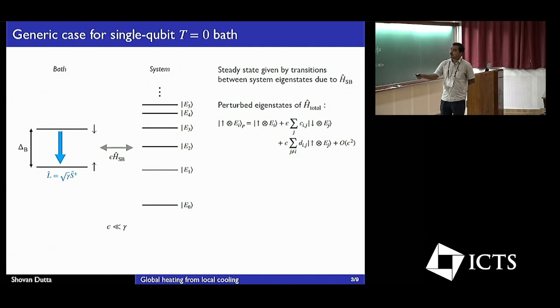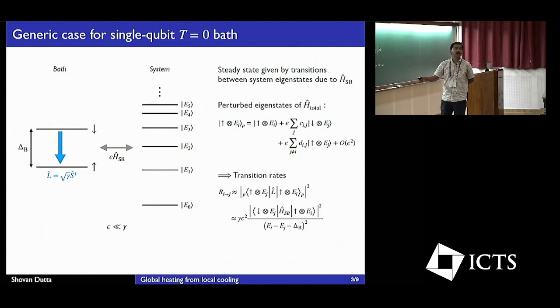Then there's some first order correction in the coupling involving other unperturbed states. Right? So some generic expansion. And then this cooling operator L will cause transitions among these eigenstates of the full Hamiltonian given by the matrix element like that. And that gives you some expression like this.